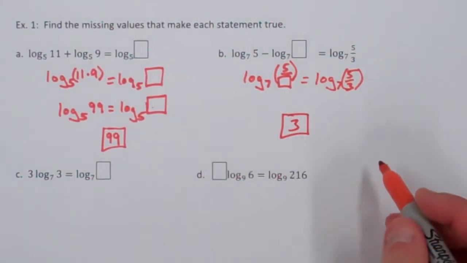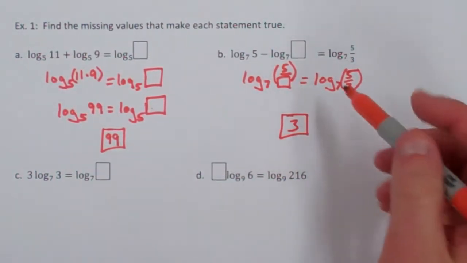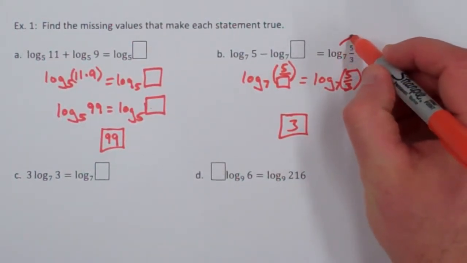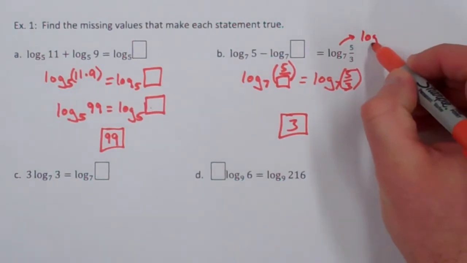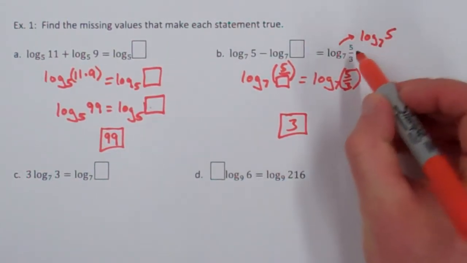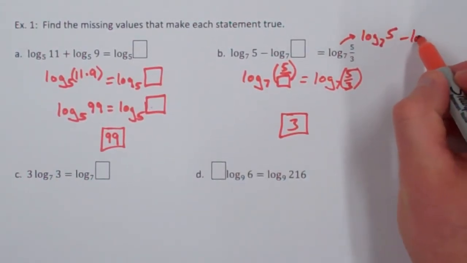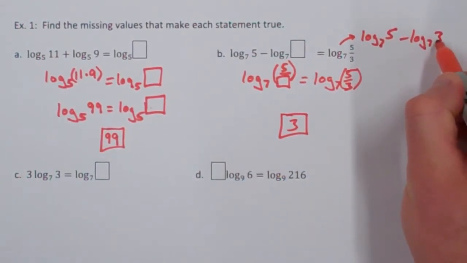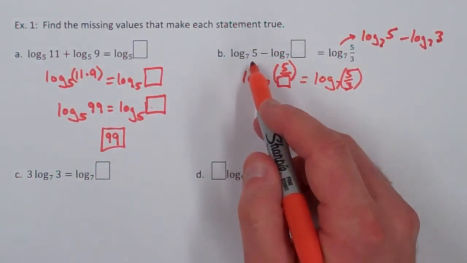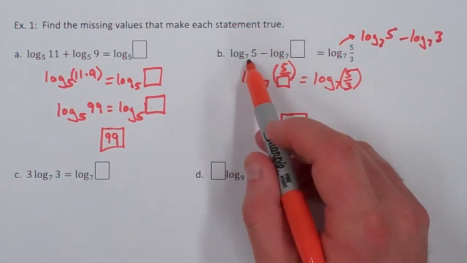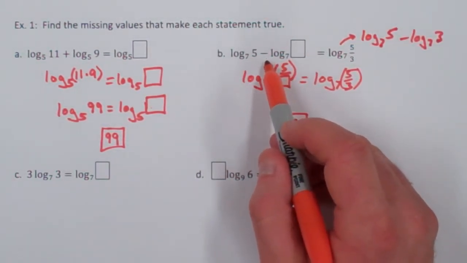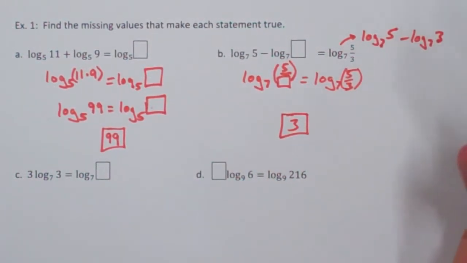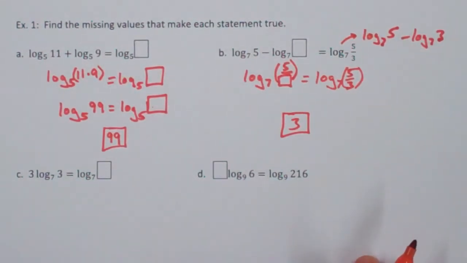That's the missing value. Alternatively, what you could do is split this logarithm up. So this log would be log base 7 of 5, the numerator stays here, minus log base 7 of 3. And then you can equate that to this statement on the left-hand side. The log base 7 of 5 are the same, and this minus log base 7 of 3. So you get the same answer.